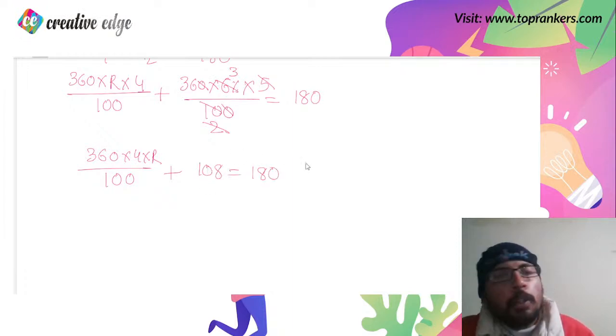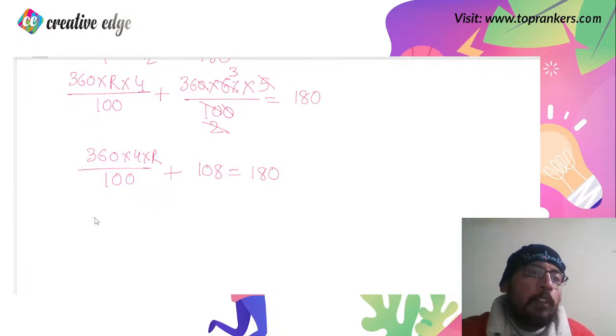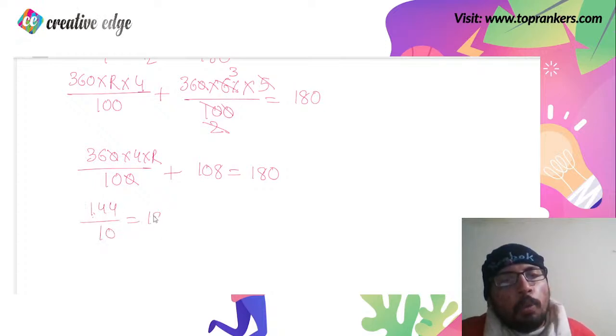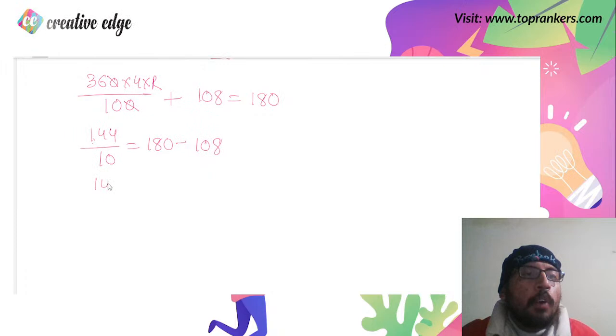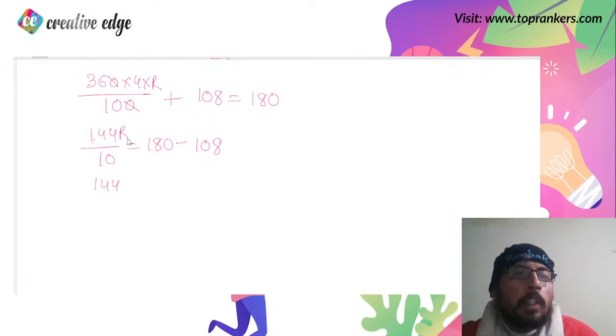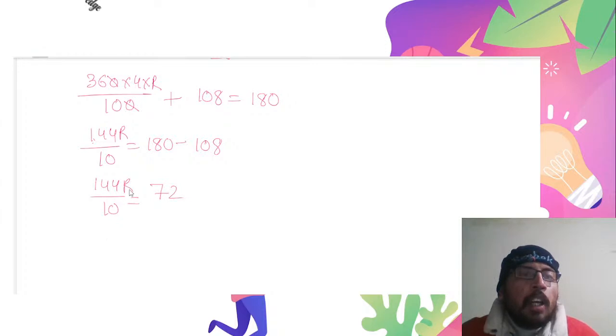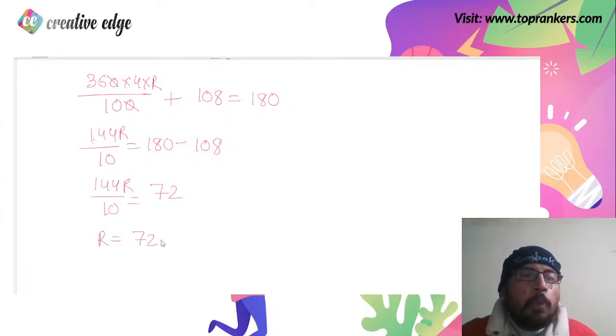This 108 will be shifted to the RHS. So I will be getting, okay, it is better if I cancel at least one of the zeros. So I will be getting 36 into 4 is 144 upon 10 is equal to 180 minus 108. So 144 and R is also there. 144 upon 10 is equal to 72, and along with this R is also there. R is basically 72 into 10 upon 144.